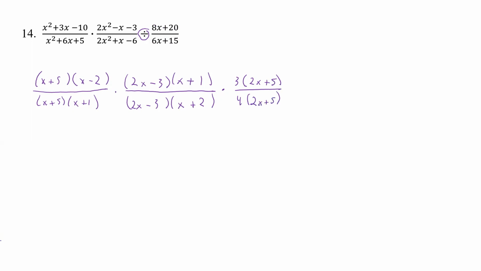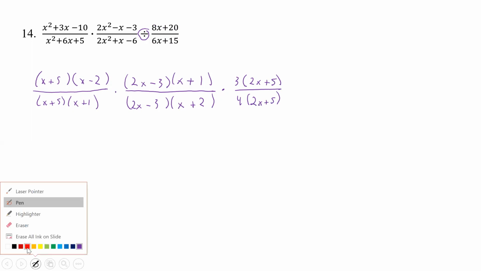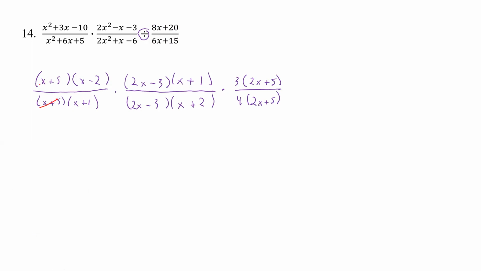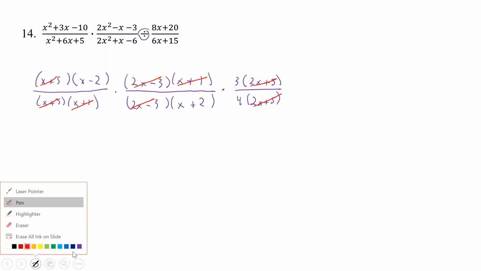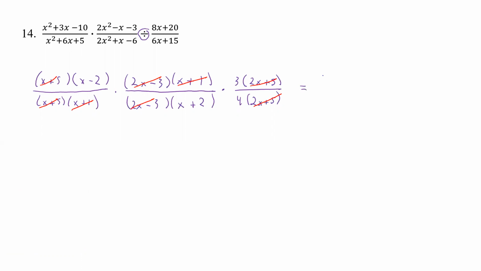All right, so now what we have to do is we have to cancel everything out. Well, x plus 5, 2x minus 3, 2x minus 3, 2x plus 5, 2x plus 5. Those are the easy ones. Now we have x plus 1, x plus 1. Now that doesn't cancel that, and those don't cancel those. And so what we end up with is 3 times x minus 2 over 4 times x plus 2. And again, we're going to leave it in the factored form so we don't have to worry about anything. And that shows that nothing can be canceled.